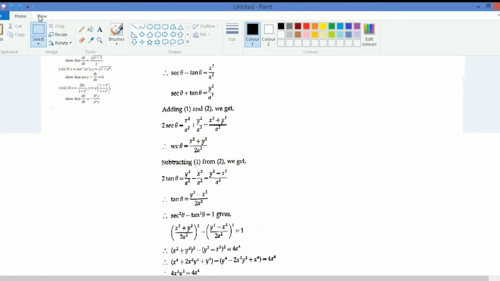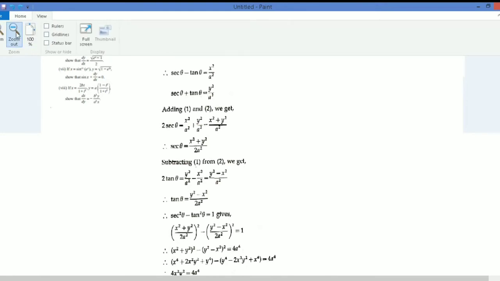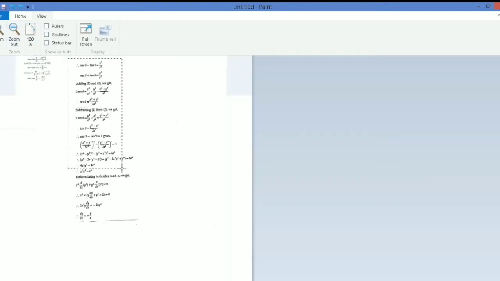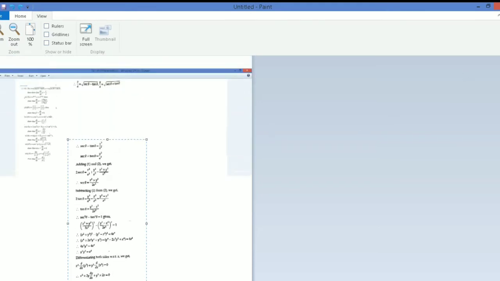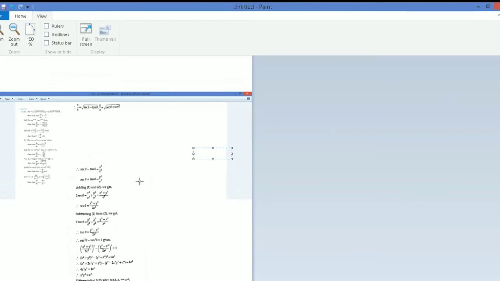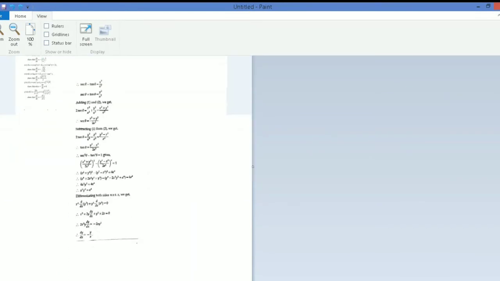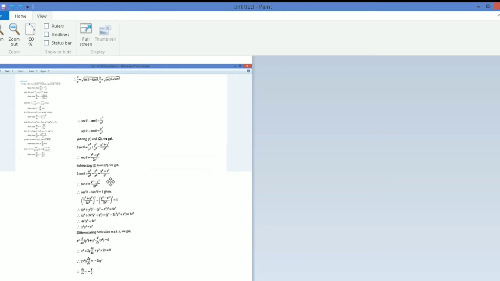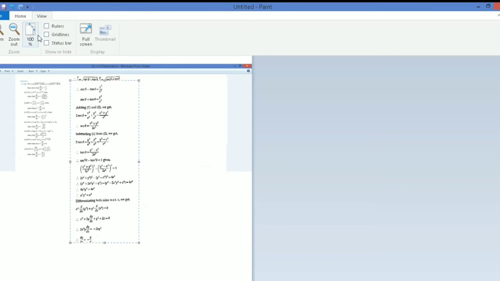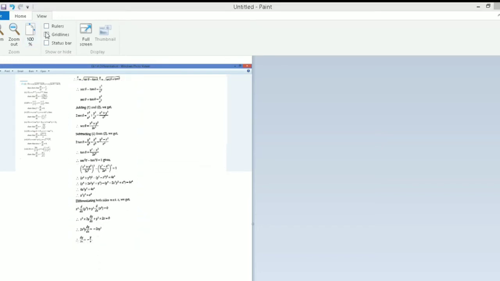We will try to zoom out first, and we will collect this entire thing, and we will move it further so that you all can see this. Now, in this question, once we collect this entire thing, we move it up, we will get this.